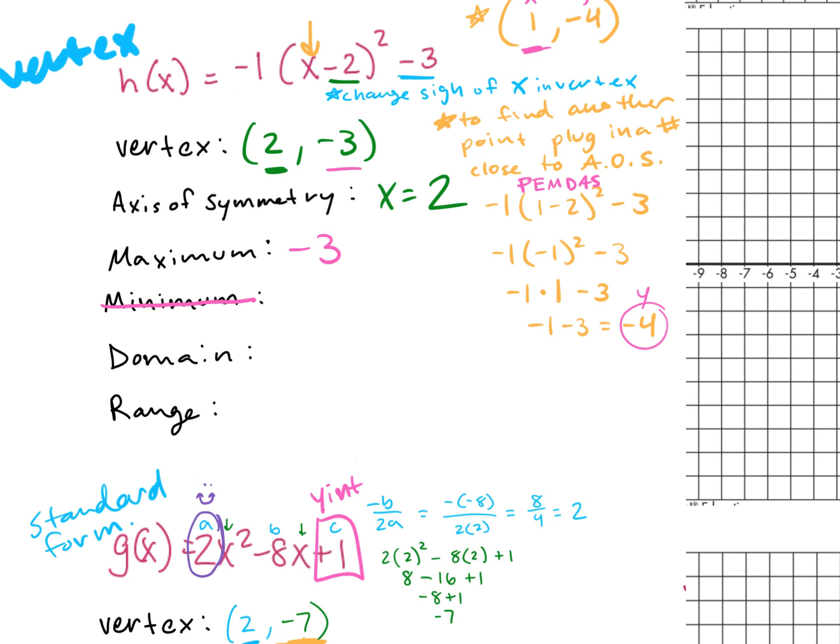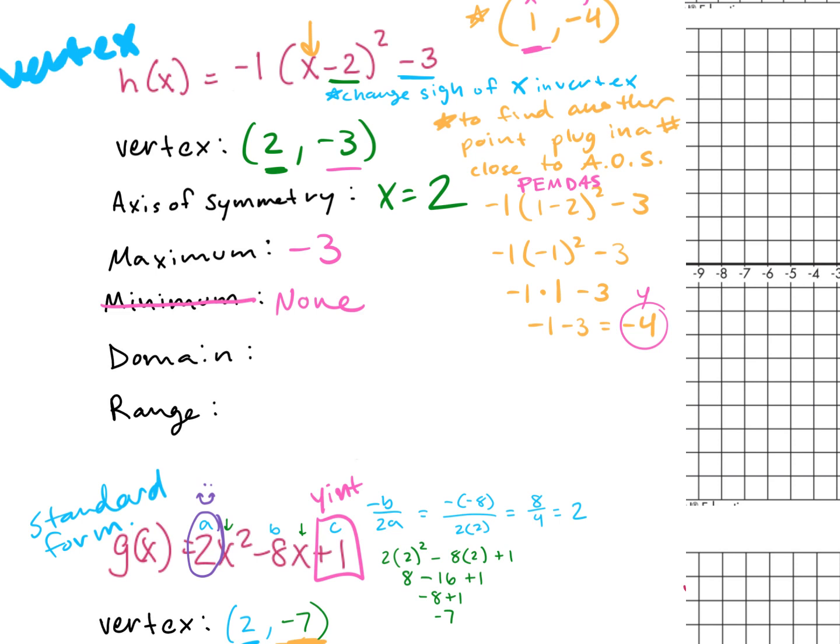So once you find your vertex, those are the only numbers that you're going to use for the rest of the questions. For your axis of symmetry, the maximum, and the range, you just repeat the numbers from the vertex again. Just got to know which one you're using, the x or the y. The maximum is the y. So you can either cross off minimum or say none.